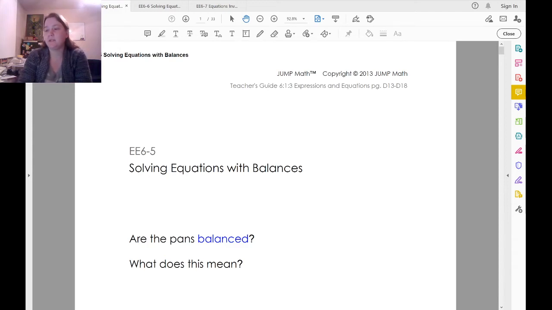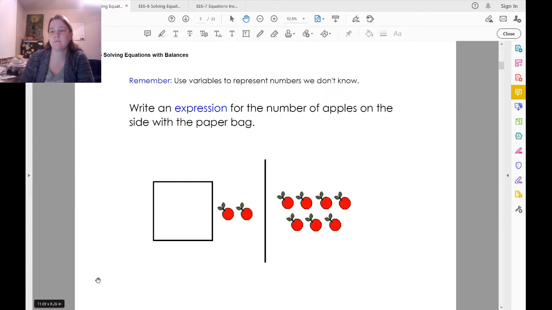This video is going to talk about solving equations with balances. So we have here an expression for the number of apples on the side with a paper bag. They want us to write an expression. Let's say that the paper bag is the letter X. We know that there are X apples in the bag. How many is X?